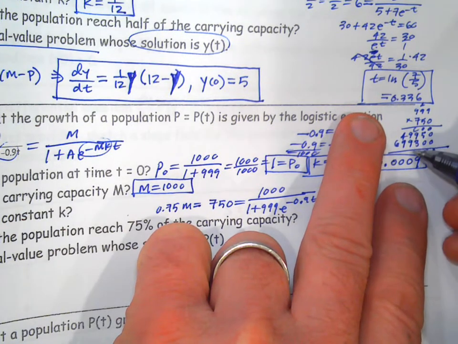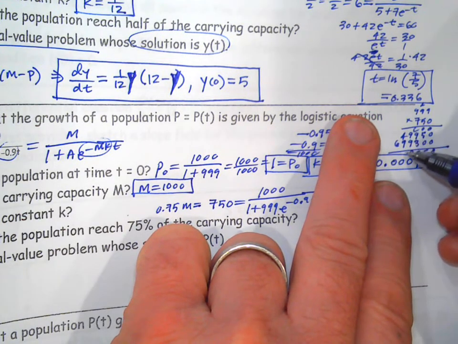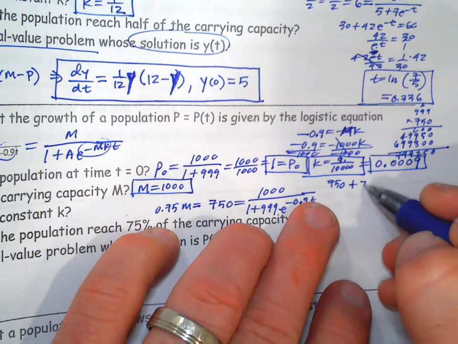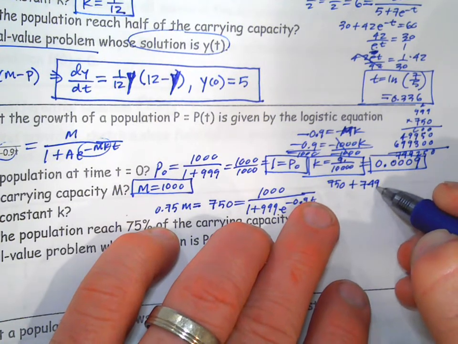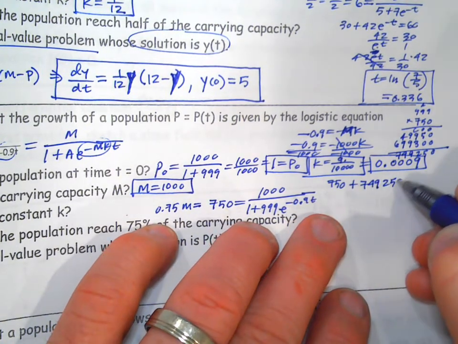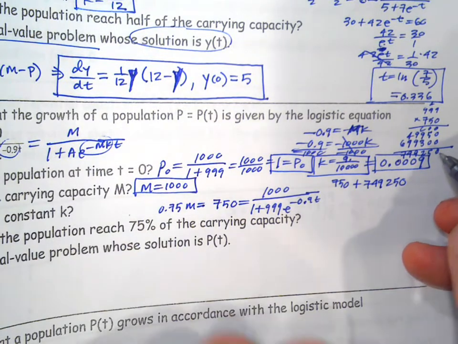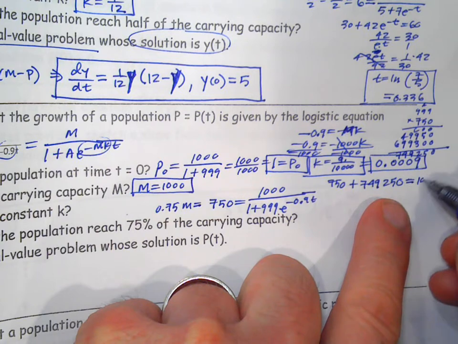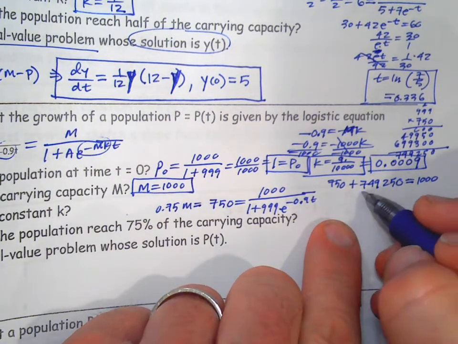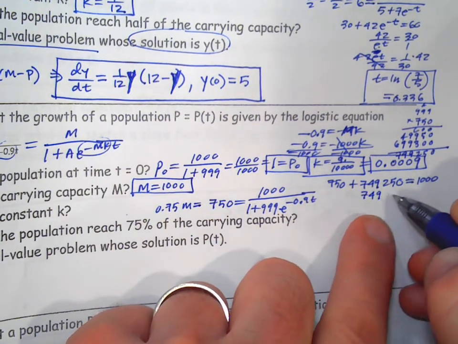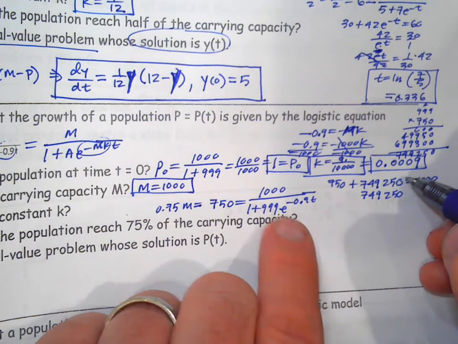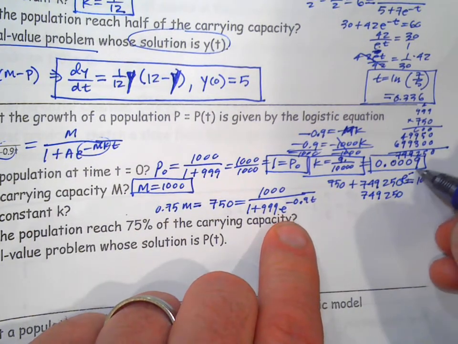Carry the 1 to 18 is 19. Carry the 1 to 13 is 14. Carry the 1 to 6 is 7. So that's going to be 749,250. That's fun. Equals 1,000. So that's going to be 749,250. Oh, by the way, that's e to the negative 0.9t.